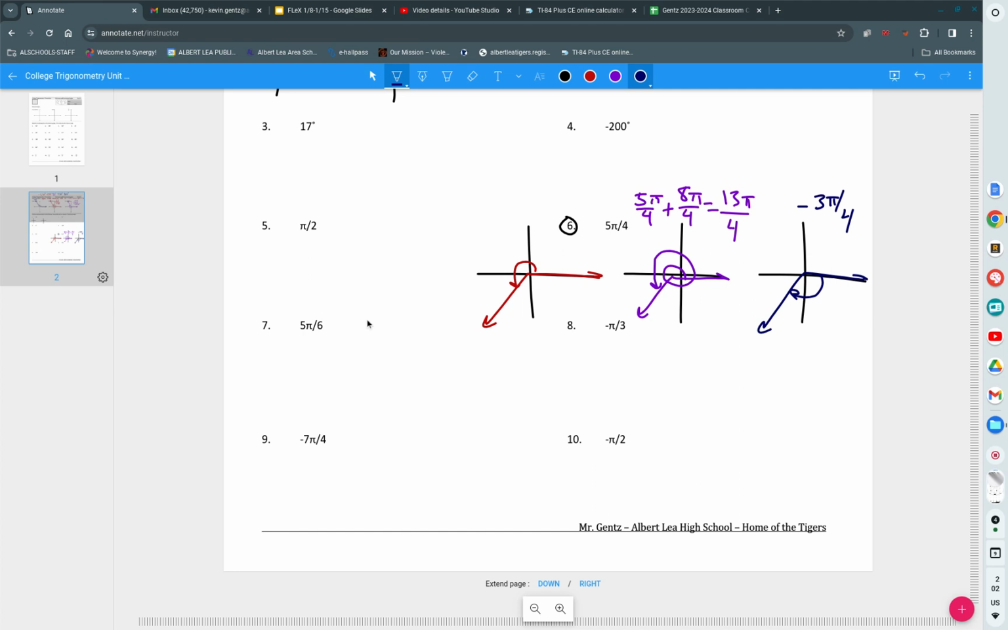What? Conversion of degrees to radians. 150 degrees, 5 pi over 6, right?